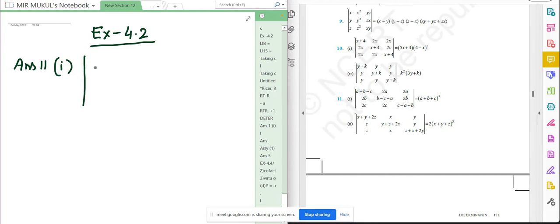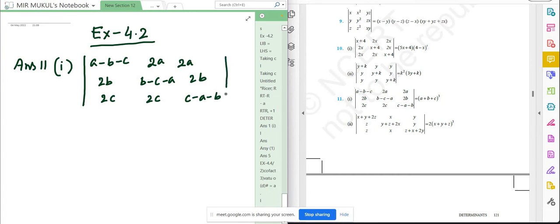So we have to prove that the determinant with rows A minus B minus C, 2A, 2A; 2B, B minus C minus A, 2B; 2C, 2C, C minus A minus B should be equal to A plus B plus C whole cube. So this is our left hand side, so we'll mark it LHS.